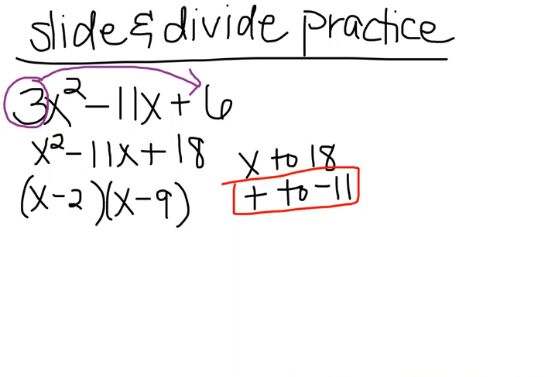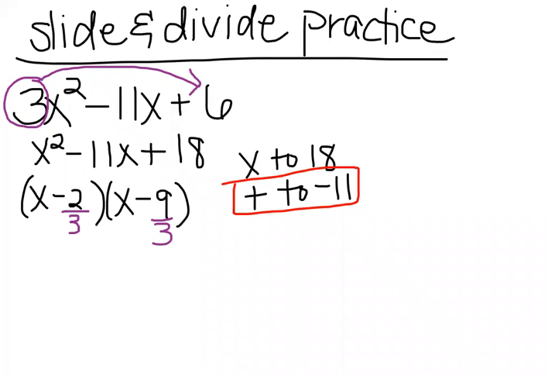All right, now the rules for slide and divide is once you've slid the number in the beginning, you have to divide that number in the end as well. We're going to divide by 3. And what we're going to notice is that the division does not work for 2 over 3. That's going to give us a fraction.